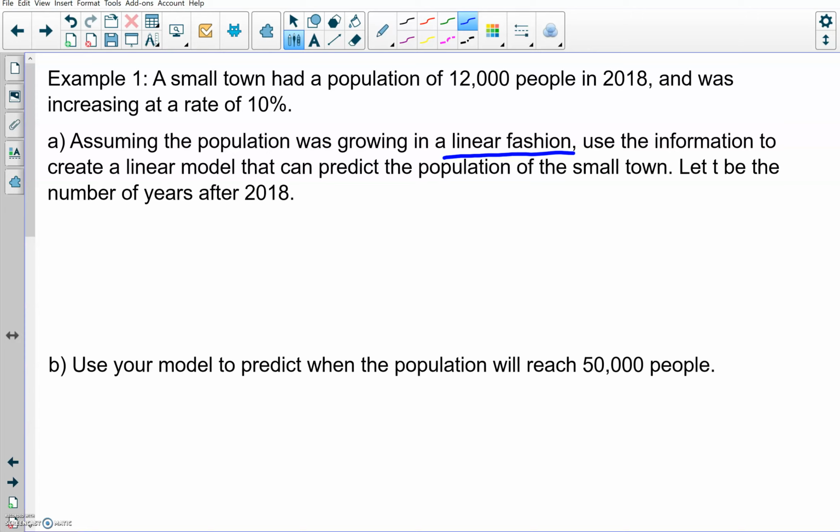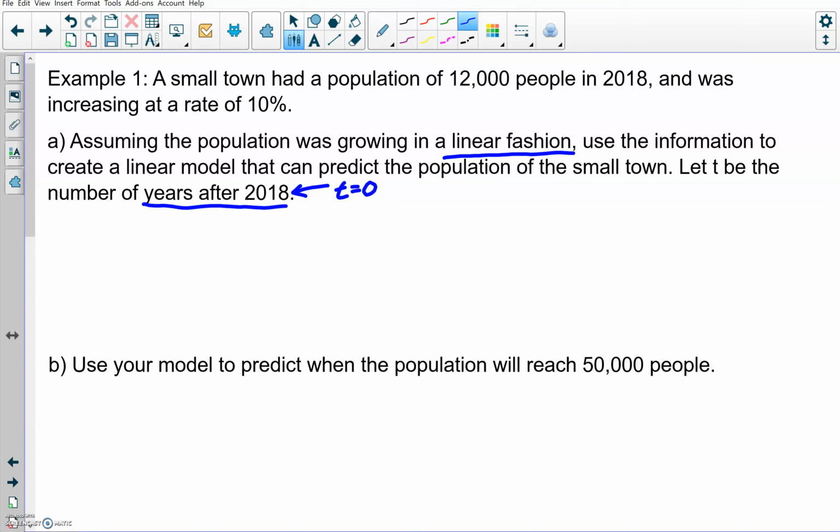Let T be the number of years after 2018. So what this means, and this is one thing you've got to keep in mind with a lot of these problems, 2018 is when time starts. T equals 0 in 2018.